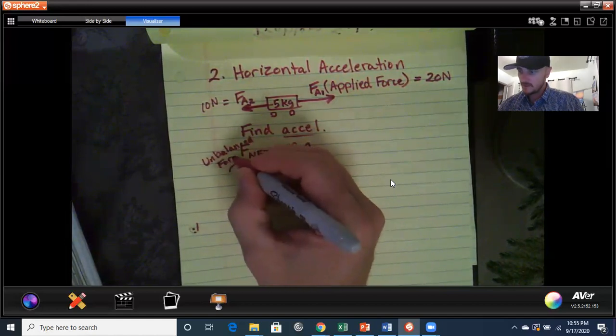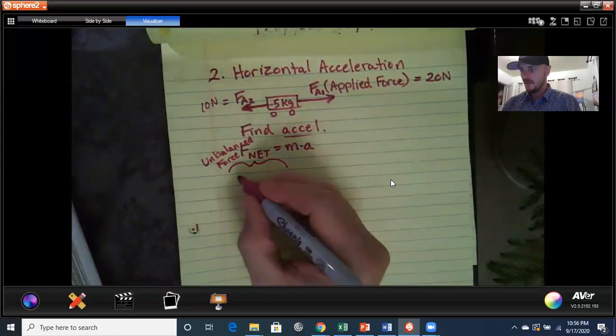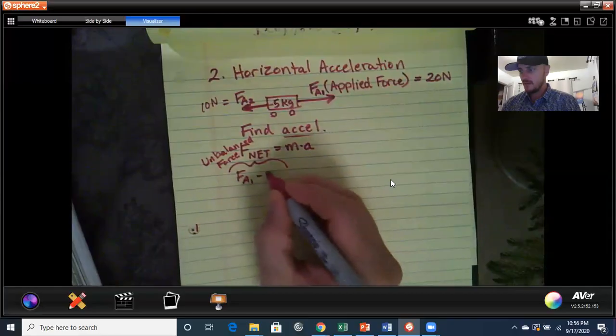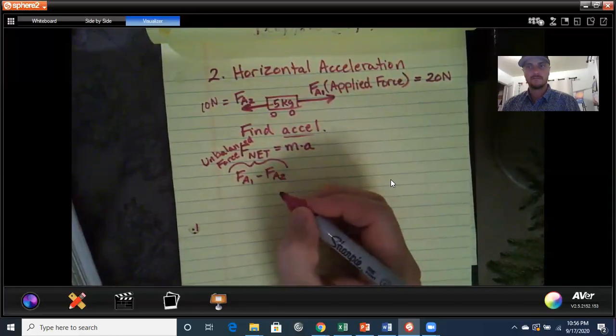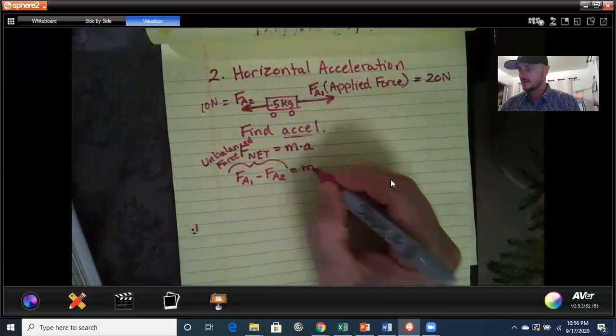That's what F net is. It's an unbalanced force. It's the sum of all the forces. Here we go. It would be FA1 minus FA2, wouldn't it? Right? Because FA1 is obviously bigger than FA2, and that would equal mass times acceleration.